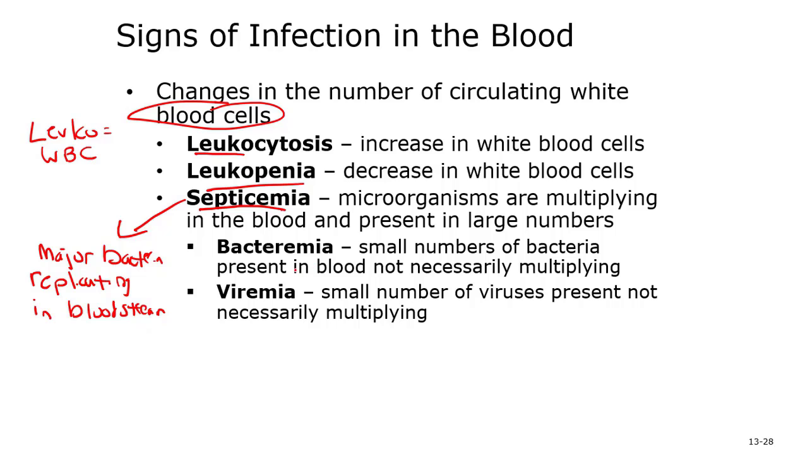On the other hand, bacteremia is a small number of bacteria in the bloodstream. Maybe the bacteria are not actively replicating in the bloodstream. It's just a small number, and it's not necessarily as life-threatening an event. Same thing with viremia. This is a small number of viruses in the bloodstream, but it does not necessarily mean that they're replicating in the bloodstream.